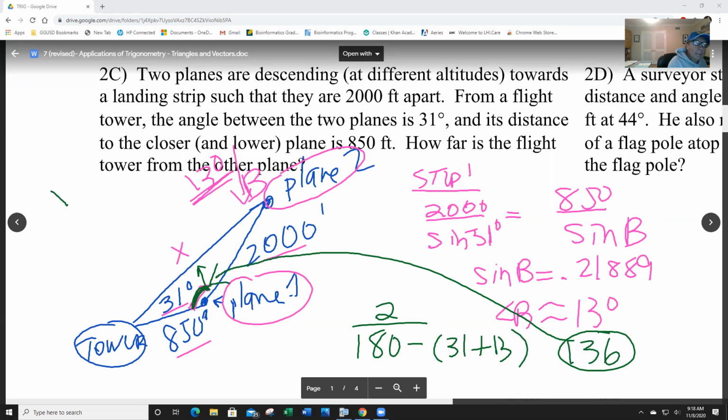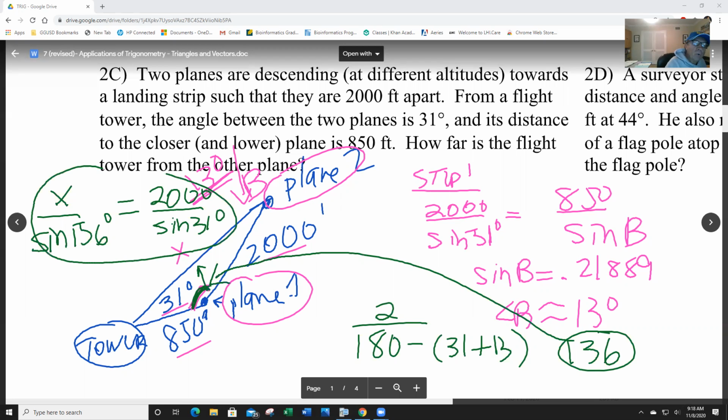X over the sine of 136 degrees equals 2,000, the other one that I have, over the sine of 31 degrees. Okay, that is finally the ratio that I need. And the answer is about, depending on how you round in the beginning here, about 2,680. Okay, somewhere in there. Wow.